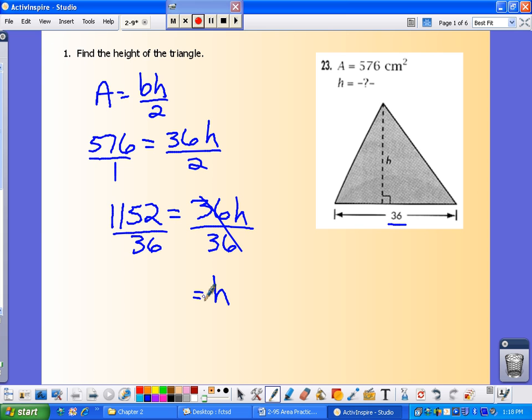Or if you're like me, you might use a calculator. And I got 32. And do we need units on that? Well, if it's centimeters squared, this is probably 32 centimeters. There we go. Next problem.